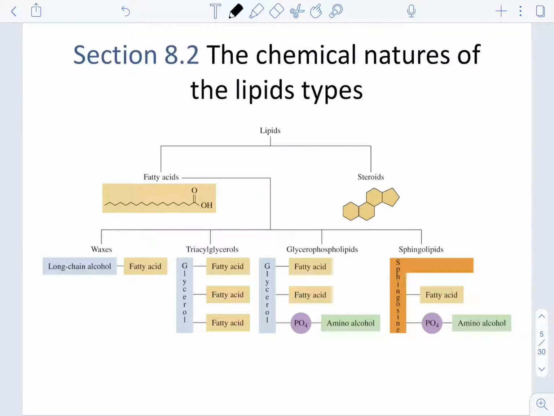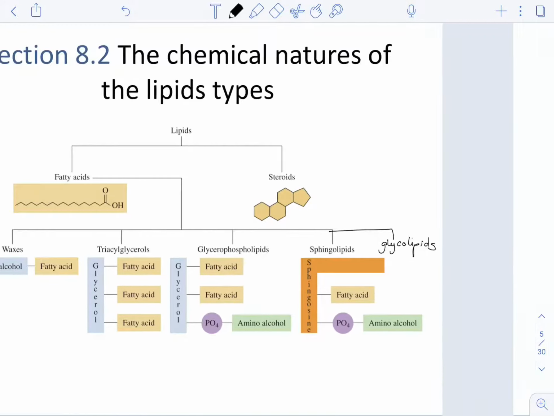In section 8.2, we are going to be studying the chemical natures of lipid types. As you can see, lipids can be divided into two large families, fatty acids and steroids. The fatty acid family can be subdivided into waxes, triacylglycerols, glycerophospholipids, sphingolipids, and one that is not illustrated here but is going to be addressed in the slides, glycolipids. The first one we are going to discuss is the family of fatty acids.